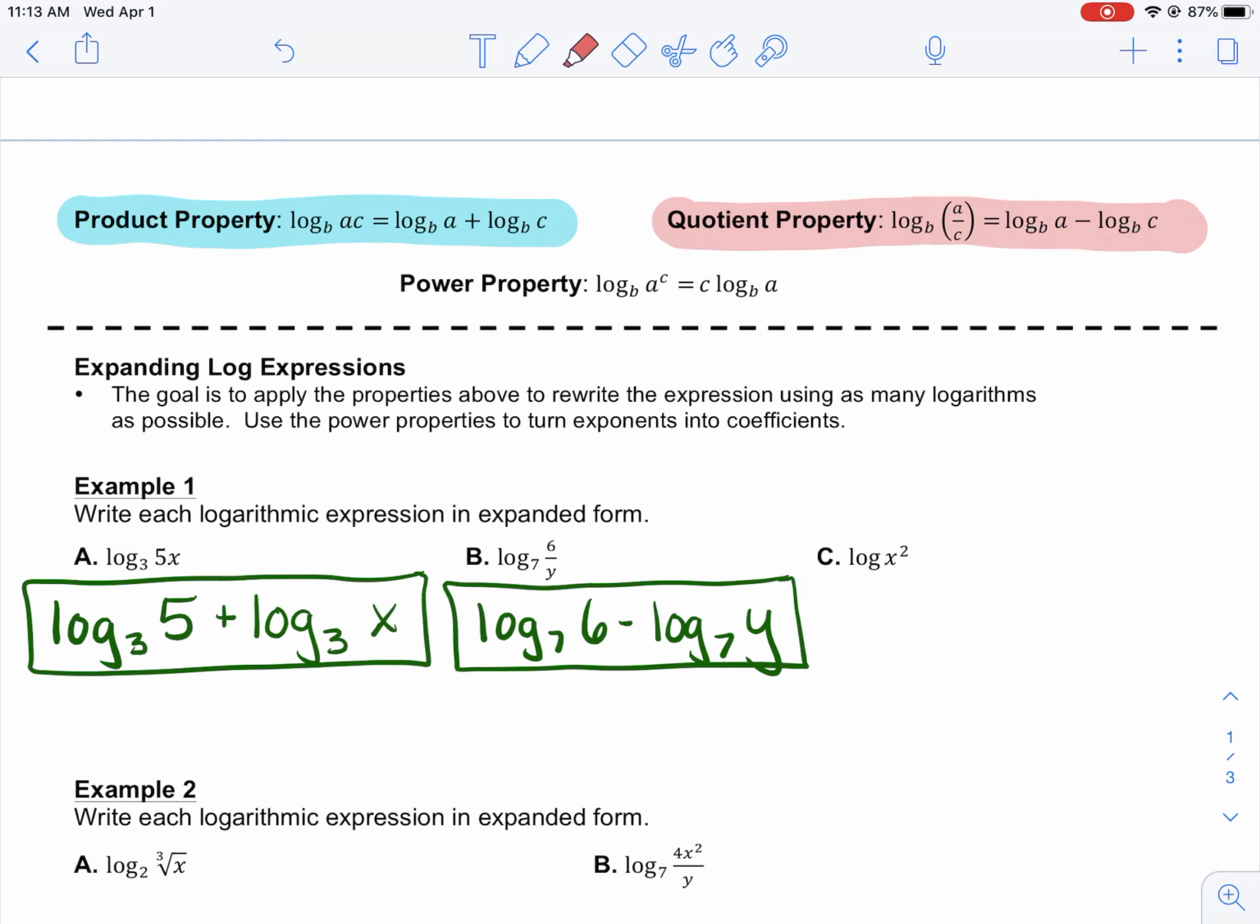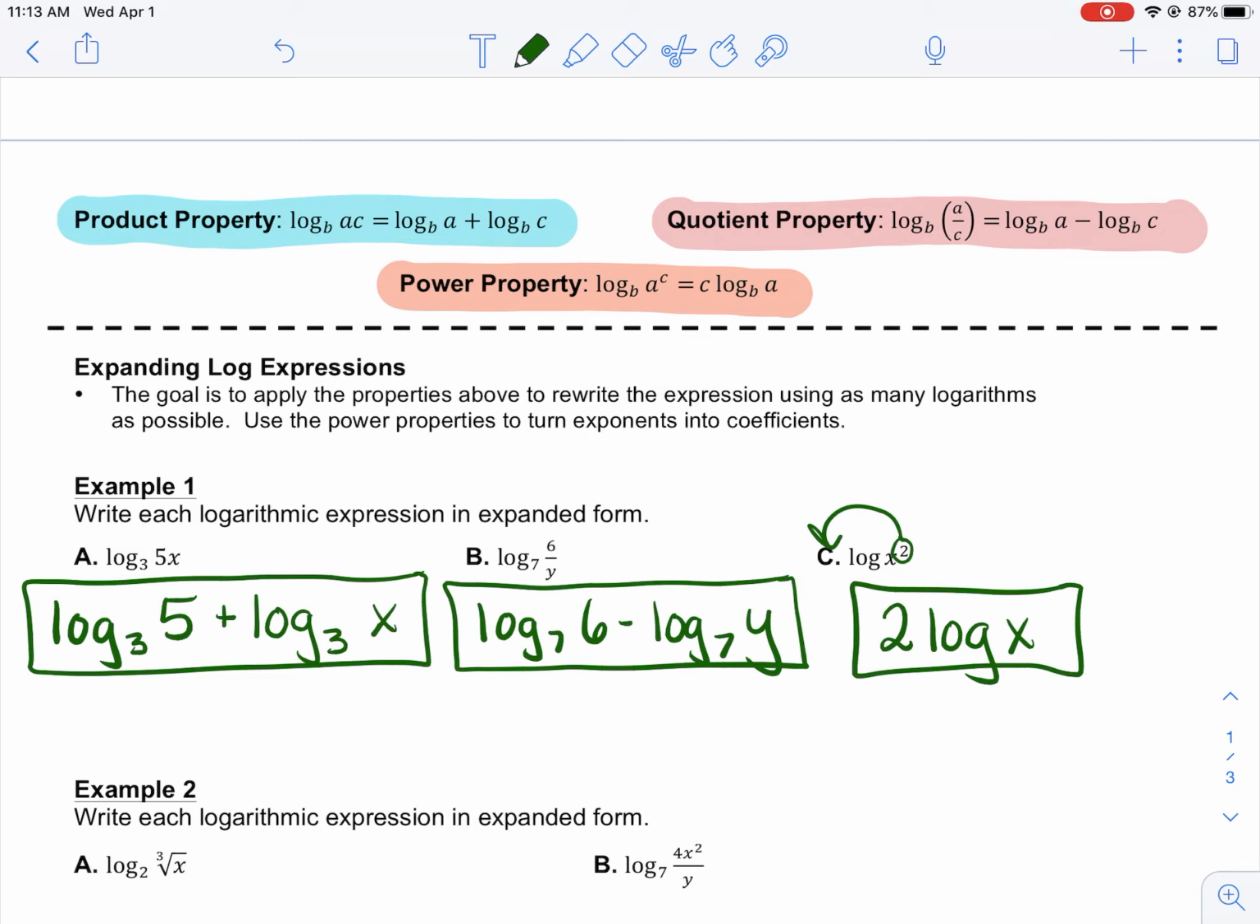Okay, and then the last one we're going to take a look at is an example of the power property. Log of x squared. Now there's no base written, so we assume the base is 10. So when we expand this, we also don't have to write our base. So all we have to do here is take this exponent 2 and put it in the front. So 2 times log of x.